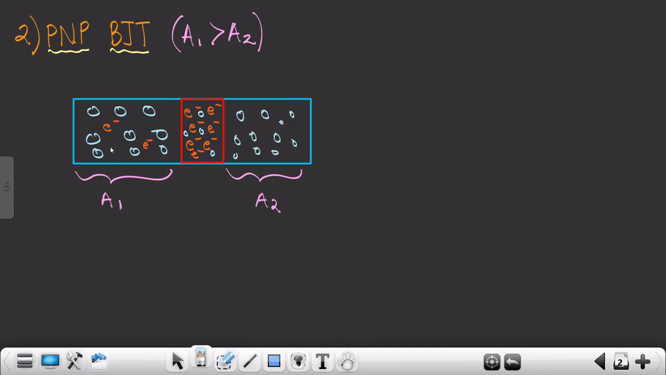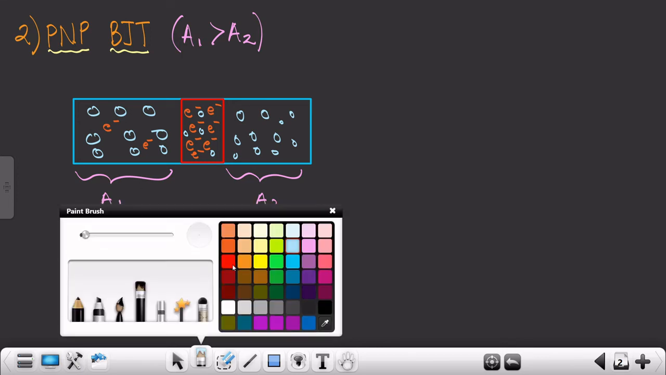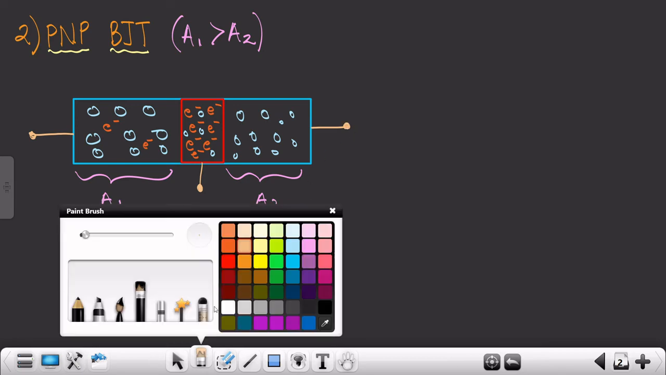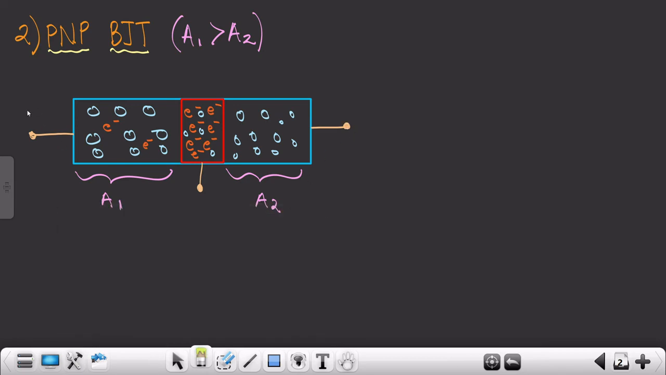And as I told you, since A1 is greater than A2, this particular area is known as the collector area, and the electrode coming out from this region is known as the collector. Similarly over here, this is the base region, and this is the emitter region. So I'll mark it as C, indicating the collector electrode, this as the base electrode, and this as the emitter electrode, E.